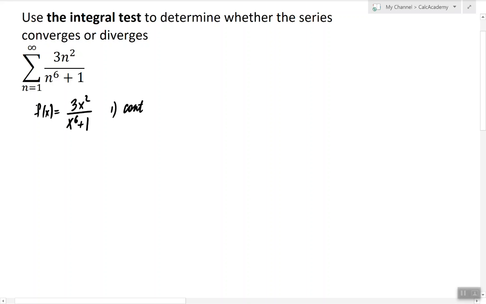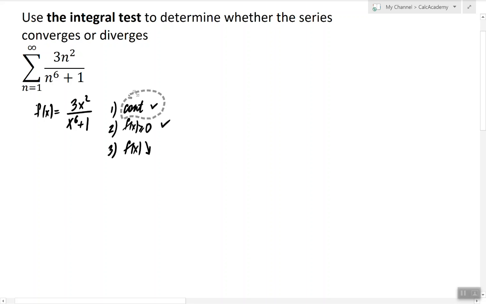In this case, everything is positive. The denominator is never equal to 0, so it is continuous, and since everything has even powers, everything is positive. And third, that f of x is decreasing.